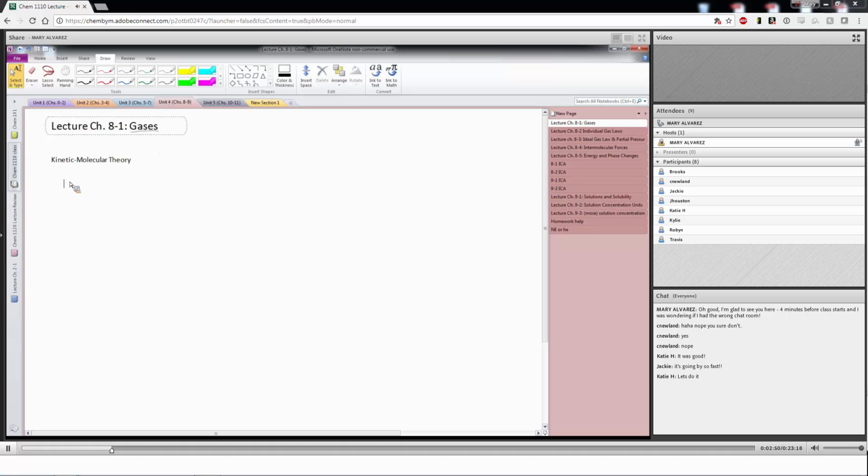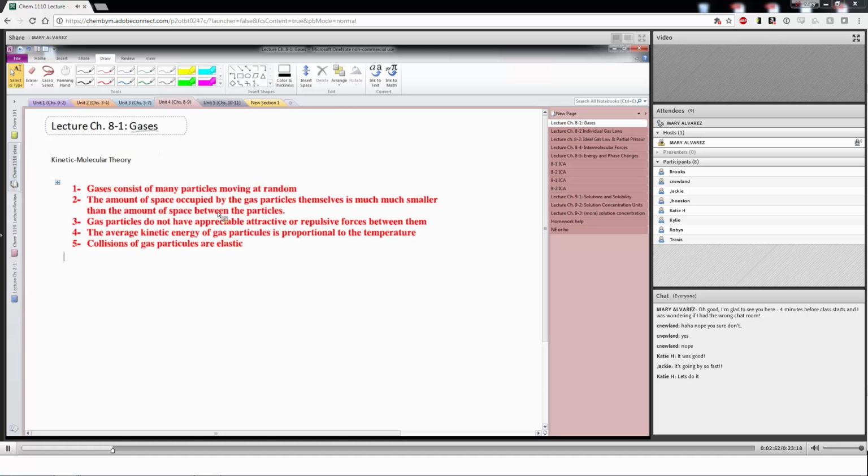And here are the tenets of the kinetic molecular theory, and you do need to know these for the exam. Guaranteed there's going to be a question about the kinetic molecular theory on the exam. And this is what we learn about gases. First of all, we're going to say that gases consist of many particles moving at random. And second of all, we're going to say the amount of space occupied by the gas particles is much, much smaller than the amount of space between the particles.